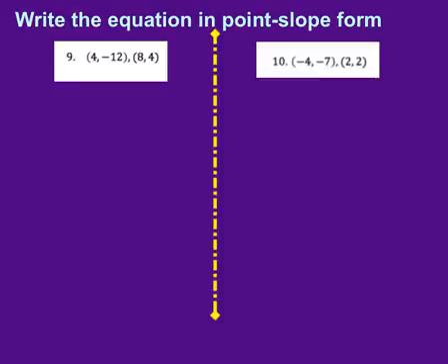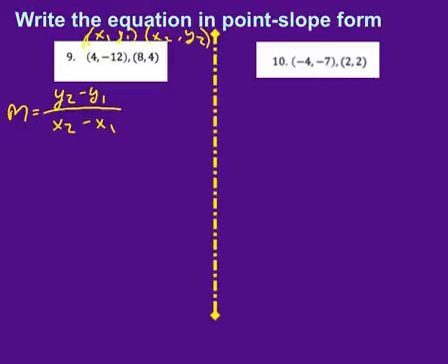Now, moving on. Number 9, write the equation in point slope form. So what you're looking at is we're looking for you to still know that slope is equal to y2 minus y1 over x2 minus x1. So what I would have done is probably come up here and written x1, y1, x2, y2, so that I know how to find my slope.